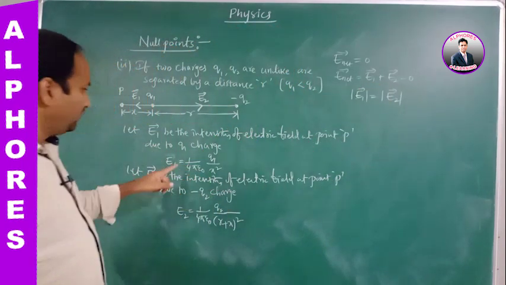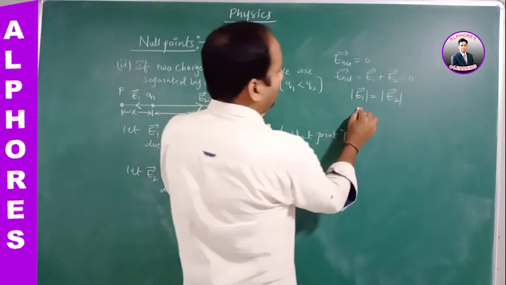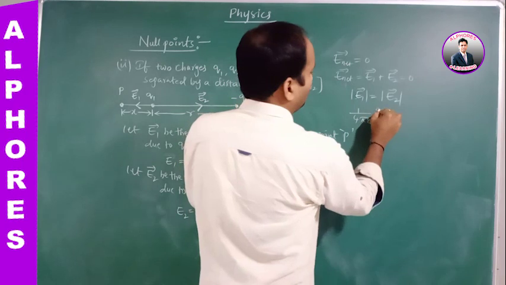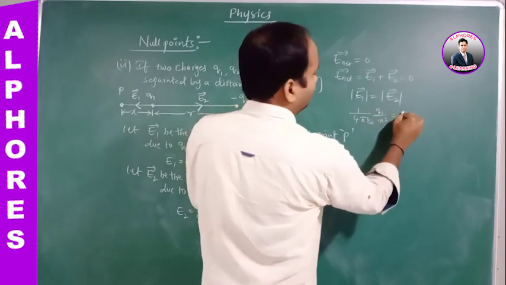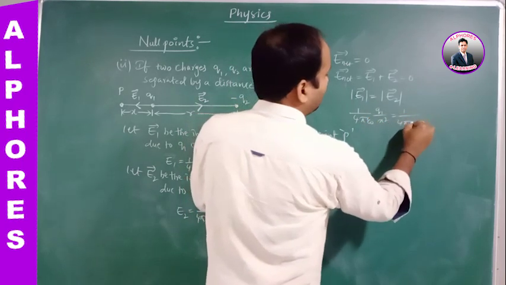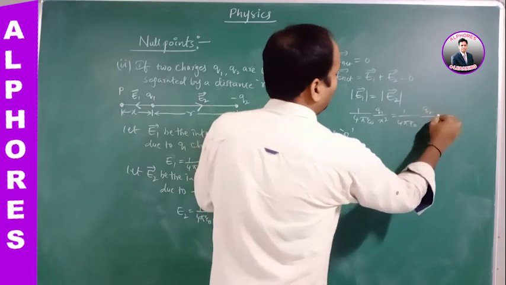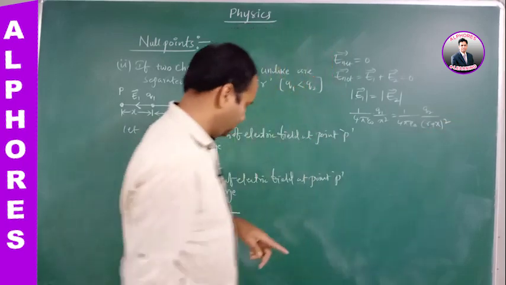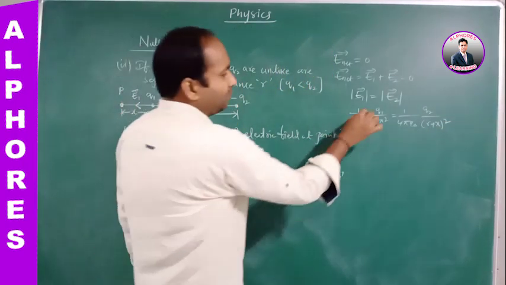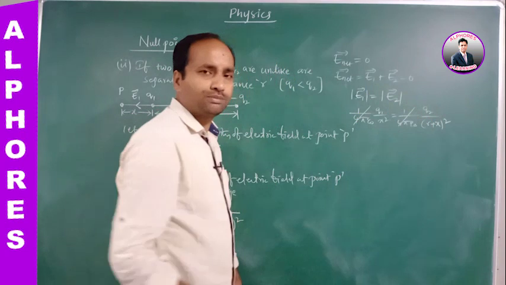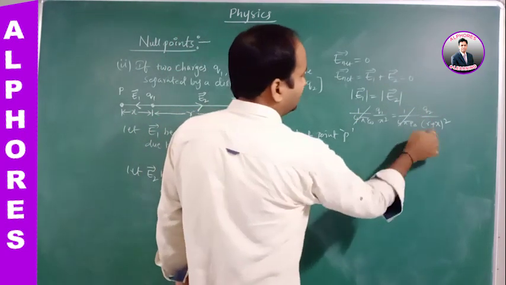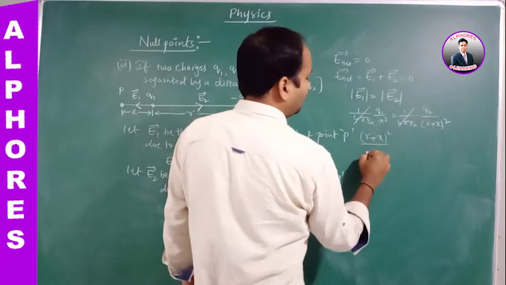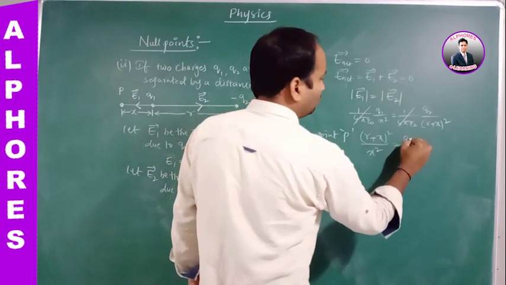What is the value of E1? 1 by 4 pi epsilon naught Q1 by x square. Here 1 by 4 pi epsilon naught Q2 by r plus x whole square. Okay. Now both sides 1 by 4 pi epsilon naught cancel. So interchange these two terms, you will get r plus x whole square by x square is equal to Q2 by Q1.